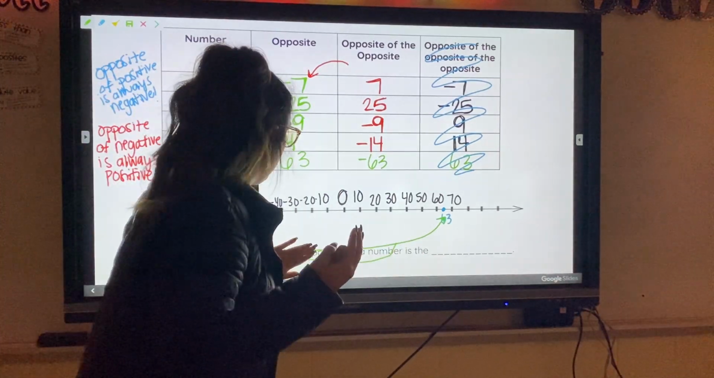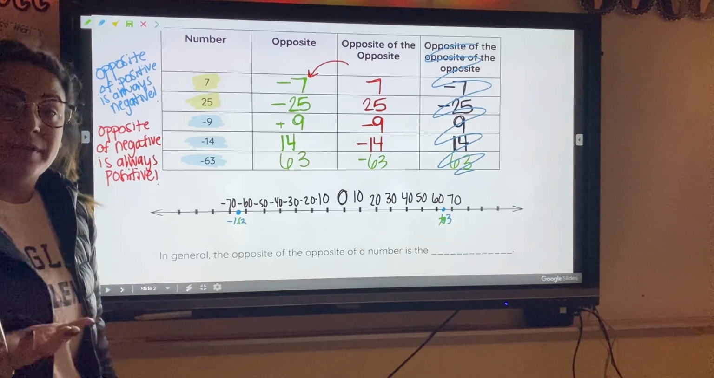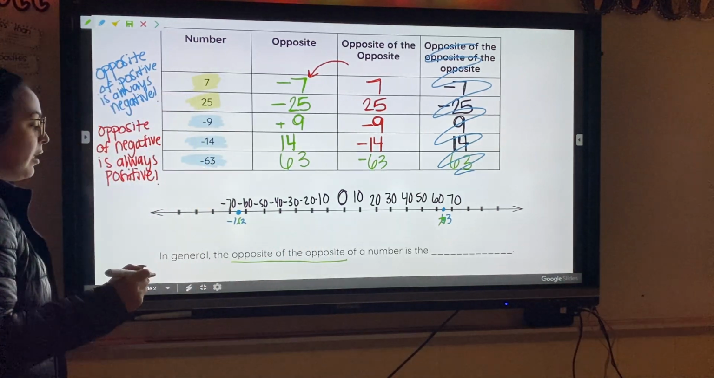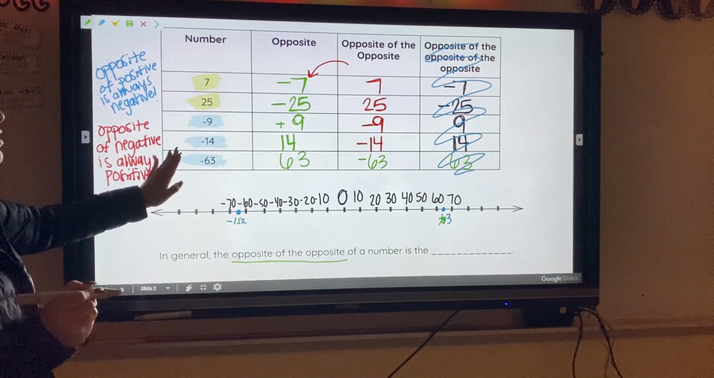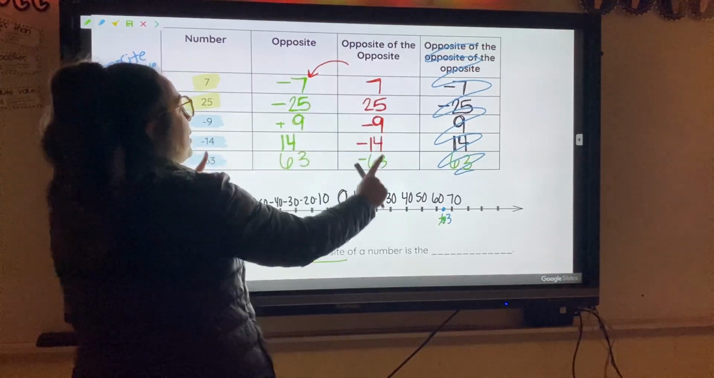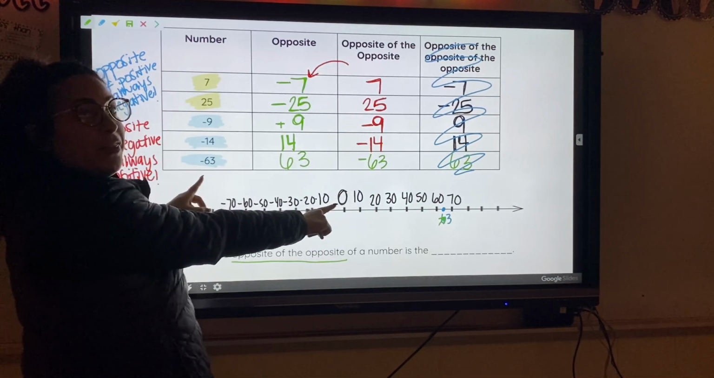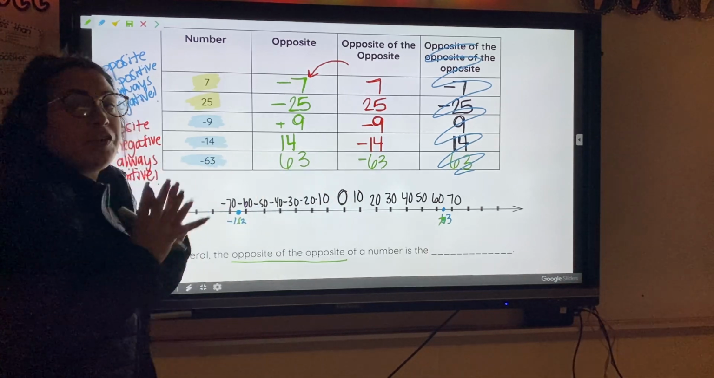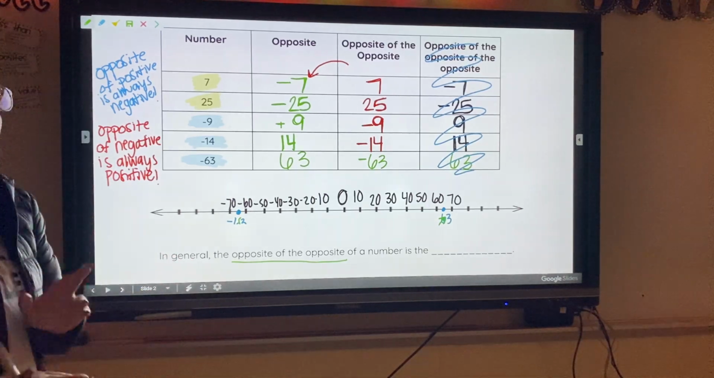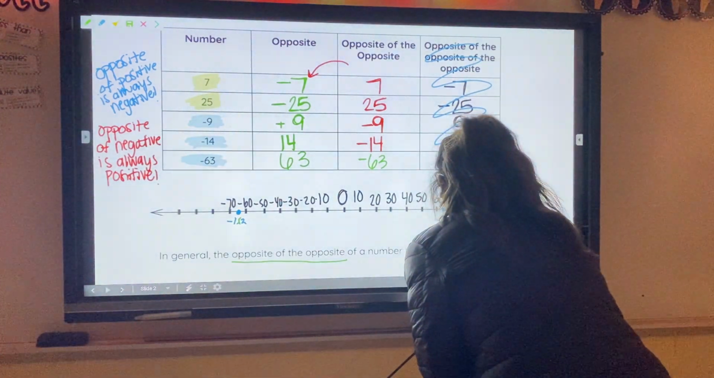Let me erase this. A little trick to help you know what the opposite of a number is: if you look on here, let's look at our first number. If we go straight to the column that says opposite of the opposite, what do you see about the numbers? If you're saying, Miss Soto, they're the exact same, that is correct. So the opposite of the opposite of a number is the same number.